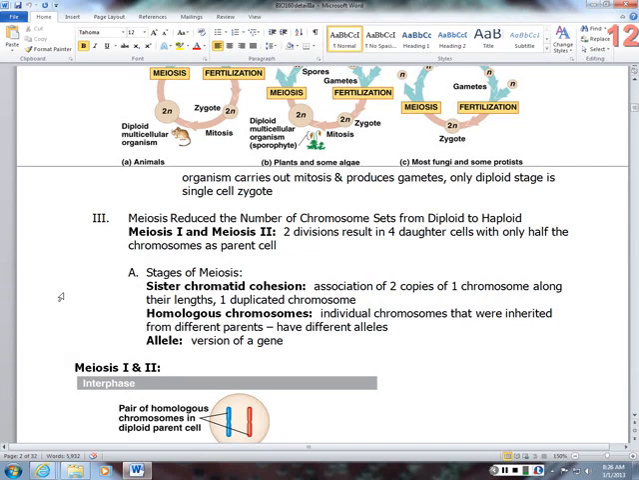So the homologous chromosomes are going to be the one that is the pair to it. The individual chromosomes that were inherited from the different parents will be your two homologous chromosomes. So you get chromosome 1 from mom, chromosome 1 from dad. And those two are homologous. So they're going to have different alleles for the gene. You'll end up with a different possible trait that will be coded in the gene, but each of them is going to contain the same gene in the same spot. And the allele is just the version of the gene.